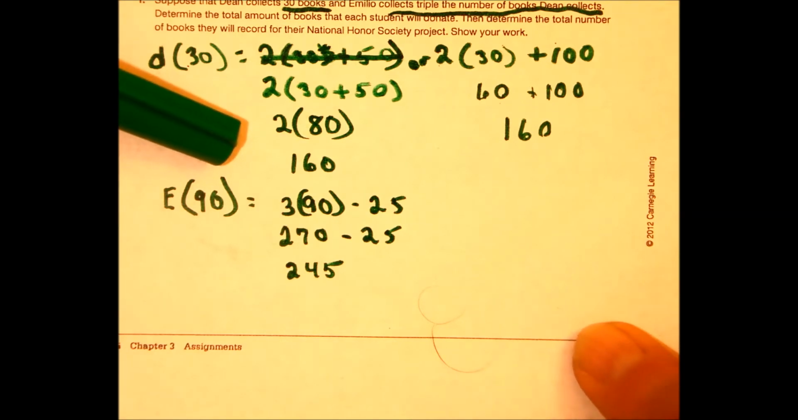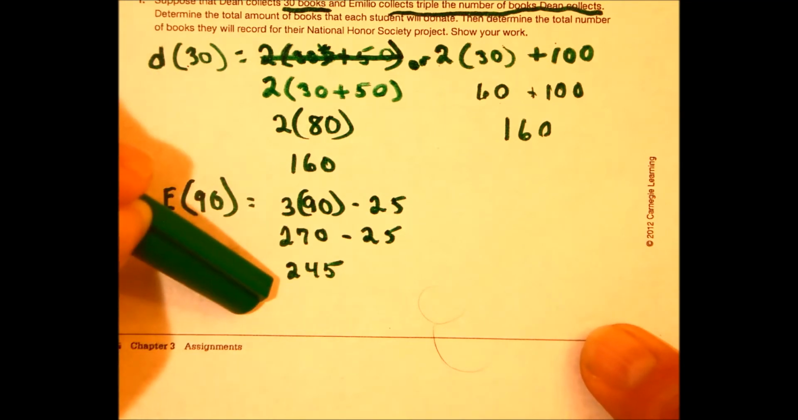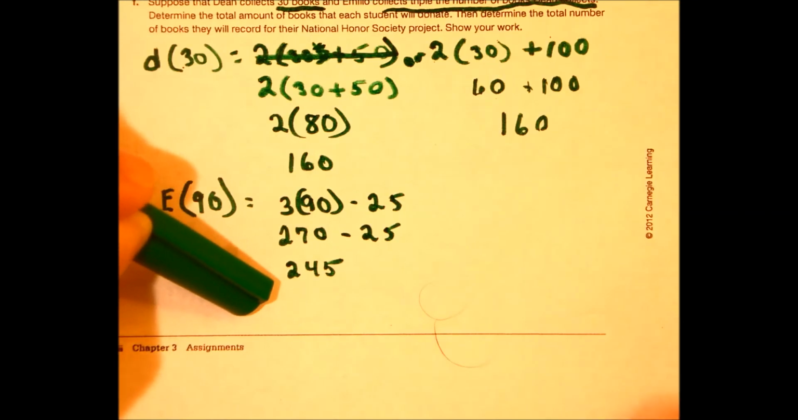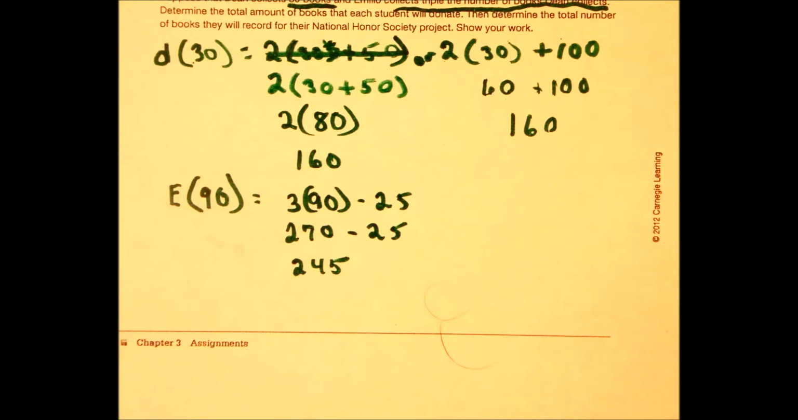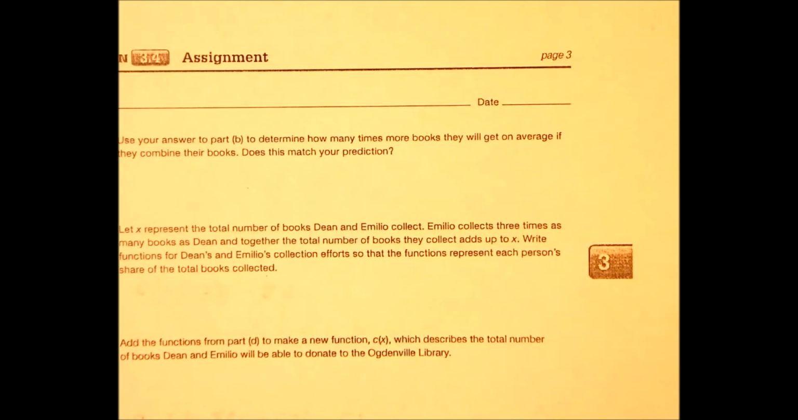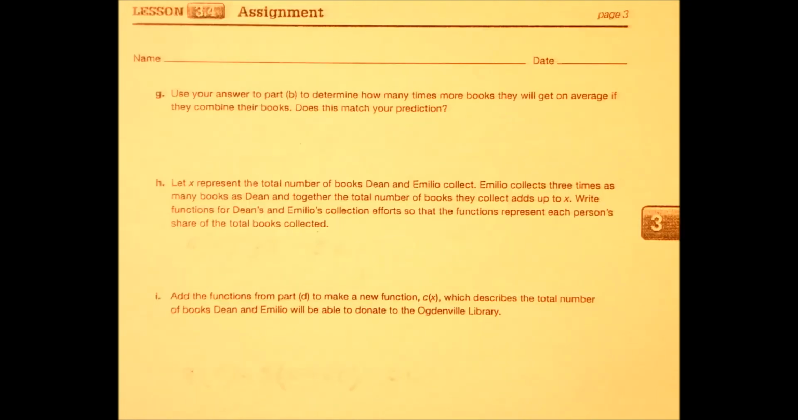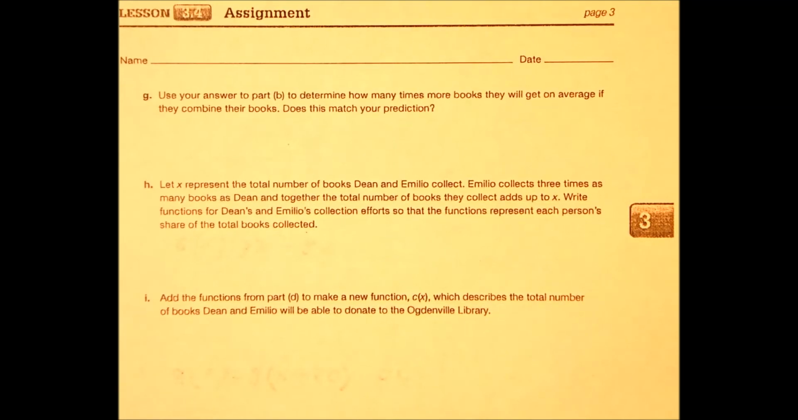Dean collected 160 books. Emilio will collect 245 books. So together they would collect 405 books. All right. So now we end up flipping it over. And you have G, H, I, and J, because you don't want to forget about the back.